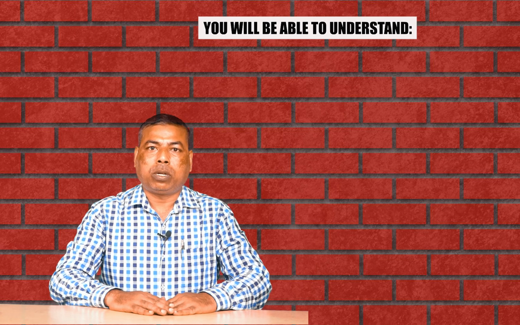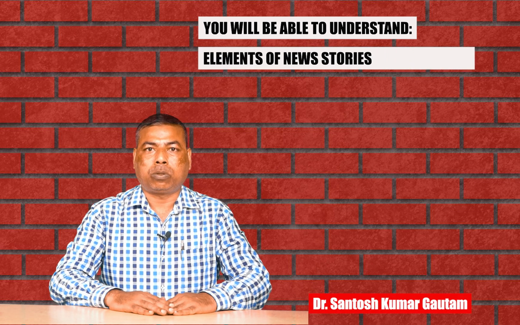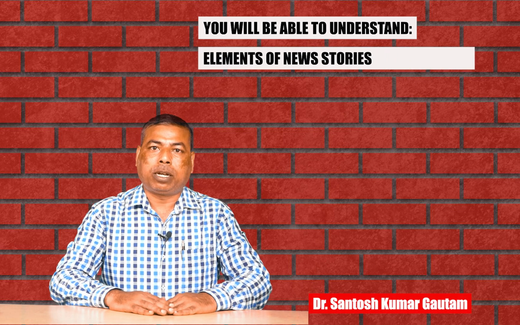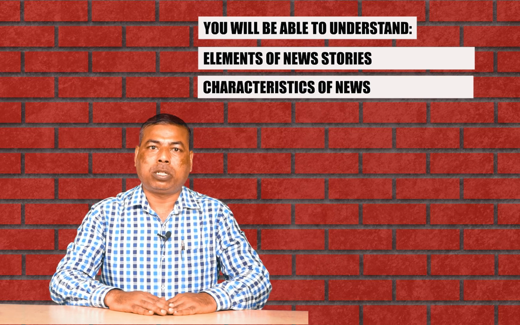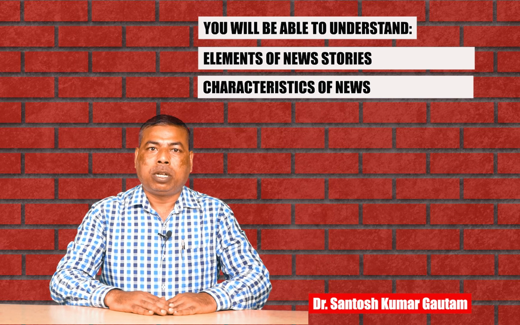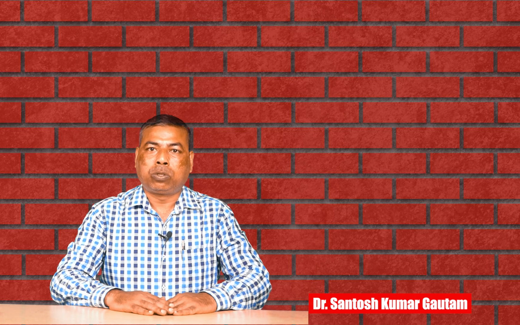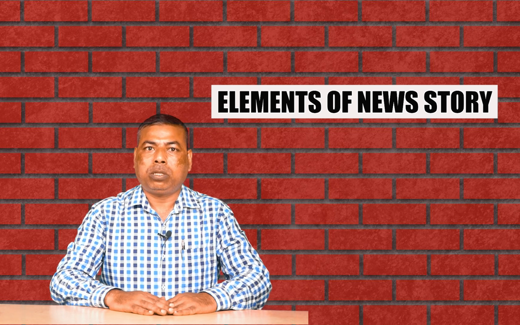detail. After completion of this video lecture of the module, you will be able to understand elements of news stories such as headline, byline, lead, body, visual elements, attribution and conclusion. Furthermore, you will also be able to understand characteristics of news such as accuracy, objectivity, clarity and brevity, timeliness and balance in detail. So, learners, let us start to explain elements of news stories first.